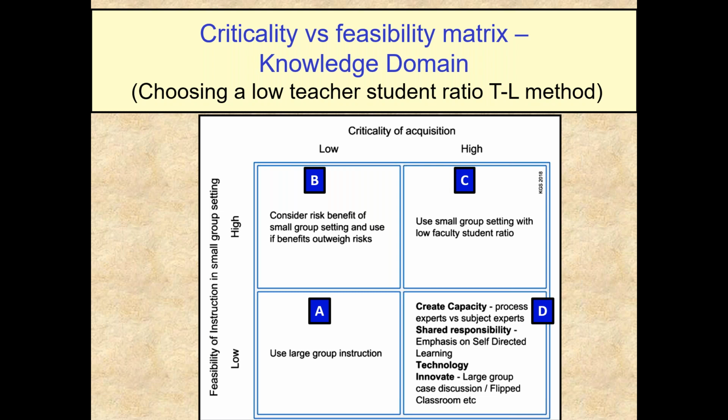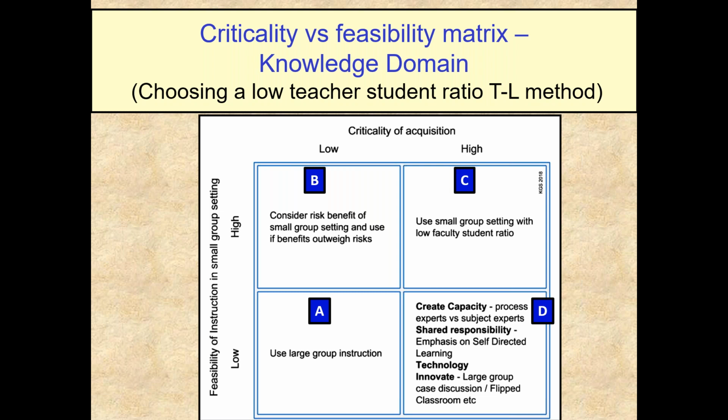Use the small group settings and just do it with a low student-faculty ratio. No harm. Now, the problem lies in box D, where there is a high level of acquisition. We have to do it. It is very high, very important core, but it is not feasible at your end. So that is where you can consider calling experts, or the subject experts. You go in for a shared responsibility.